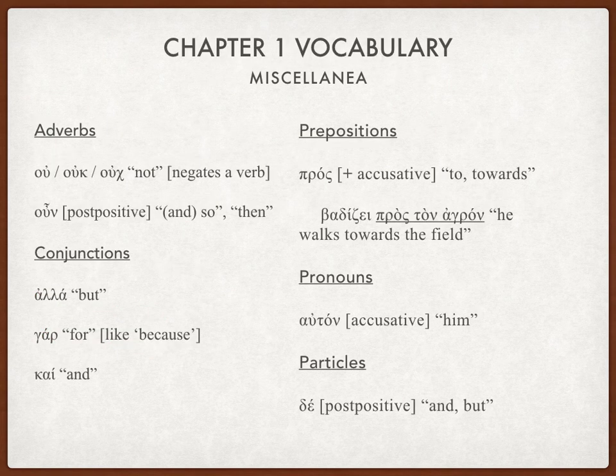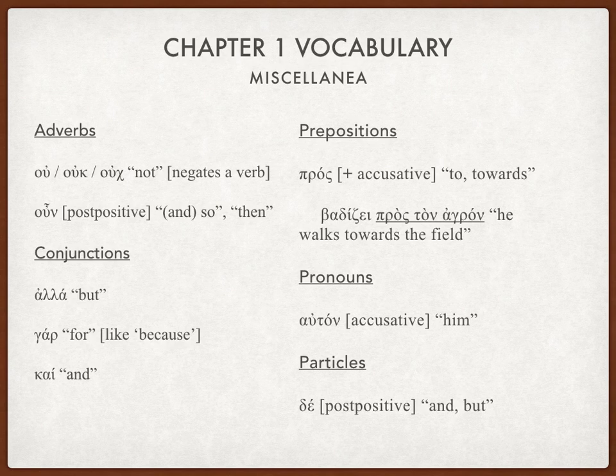So, a couple more things that you're going to want to know for your vocabulary this chapter. If I want to say something is not the case, if I want to negate a verb, I'm going to use the adverb ou, which can sometimes have the ending ouk with the kappa, or if it comes before a verb or noun or something else with rough breathing, a ha sound, I'll use ouch. They all mean the same thing. They all mean not. They negate something. So if I say ouk esti, it means something so-and-so is not blank. Oun means and so, or then.